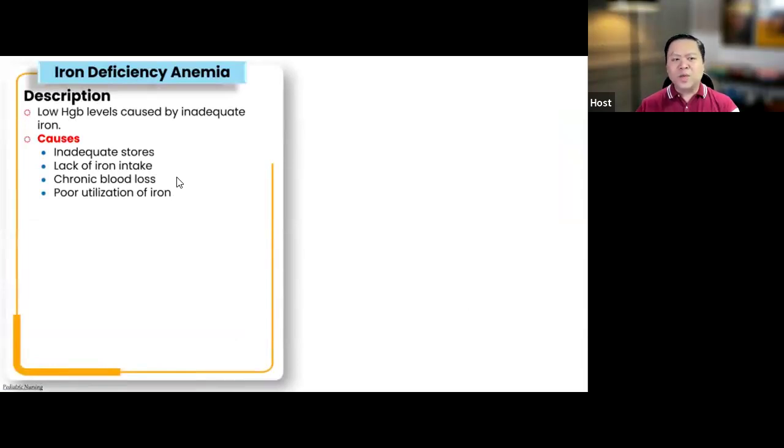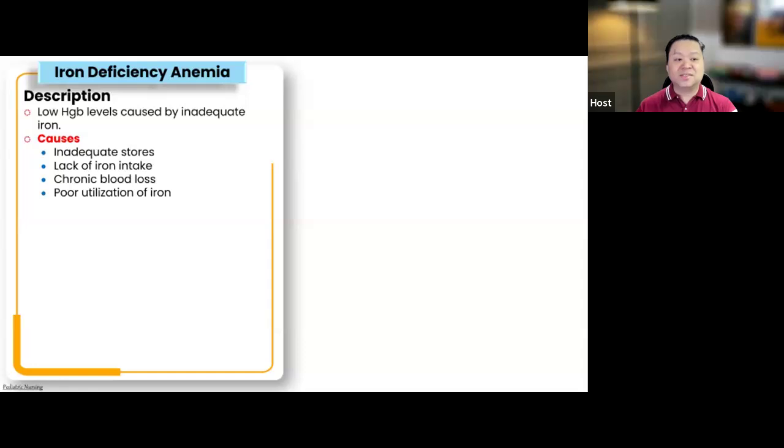And so when we encounter the causes, the first cause, which is inadequate stores, is quite similar to adults, wherein children may have insufficient iron stores if they were not able to build them up during the periods of rapid growth, or if their diet lacks iron-rich foods. However, if there is lack of iron intake, this is attributed to factors such as poverty, maybe food insecurity, cultural dietary practices, maybe some restrictions, or simply a dislike for iron-rich foods like meat or green leafy vegetables or iron-fortified cereals.